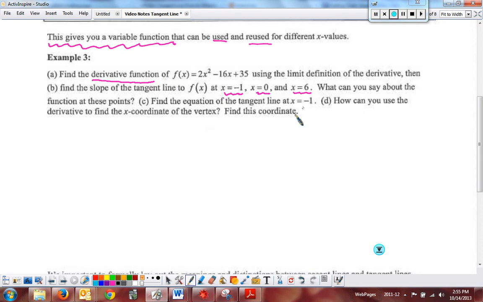So I'm going to pause it. I'm going to let you work through this and then come back together. Let's do A and B first and then come back together, because I want to talk about C, finding the equation of the tangent line, kind of separately. All right, so I'm going to pause it. Go ahead and work A and B, and then we'll come back and check and see what you have found out about the slopes at -1, 0, and 6.